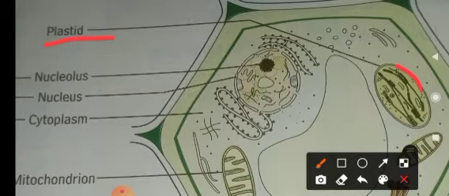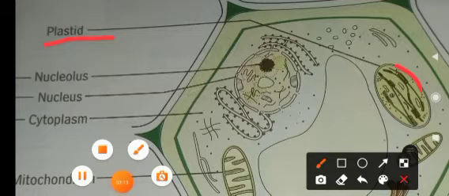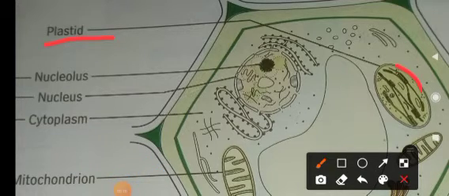The next plastid we are going to discuss is leucoplast. This leucoplast is the colorless plastid which is found in roots and seeds and underground stems such as potato and ginger. Leucoplasts are colorless substances. They store the food substances, and some leucoplasts turn into chloroplasts when exposed to sunlight.